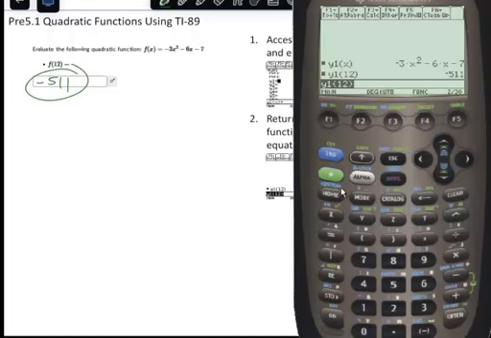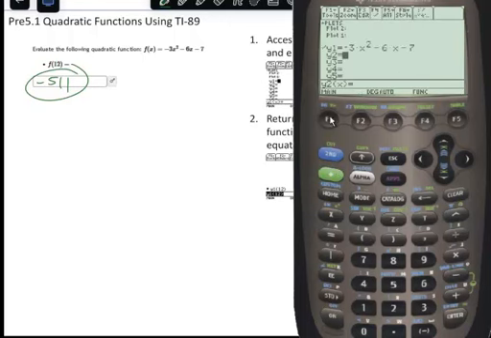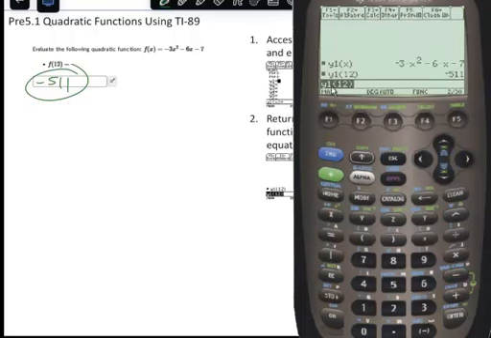So I entered it in the Y editor, diamond F1, and I entered my equation right here. Then when I go back to the home screen, I just use function notation, y1, to pull up the function and then put the 12 inside.